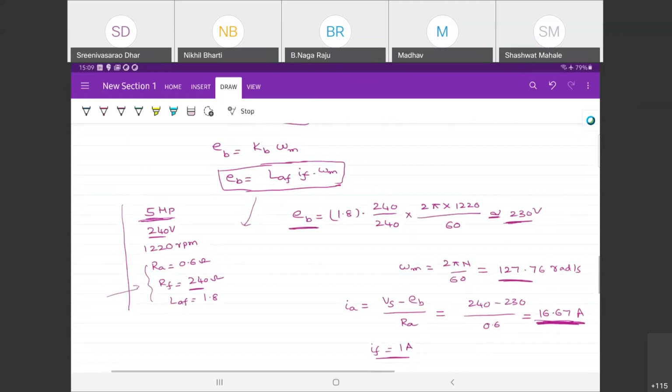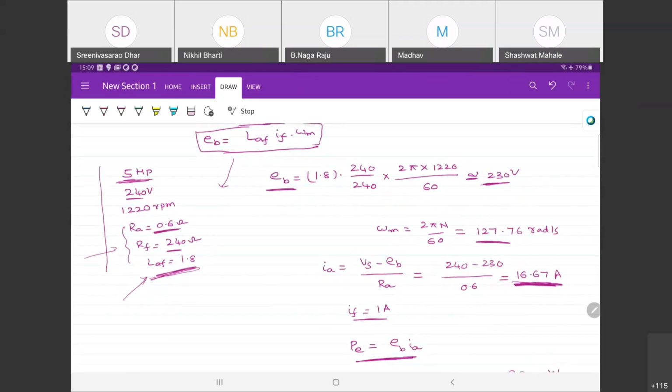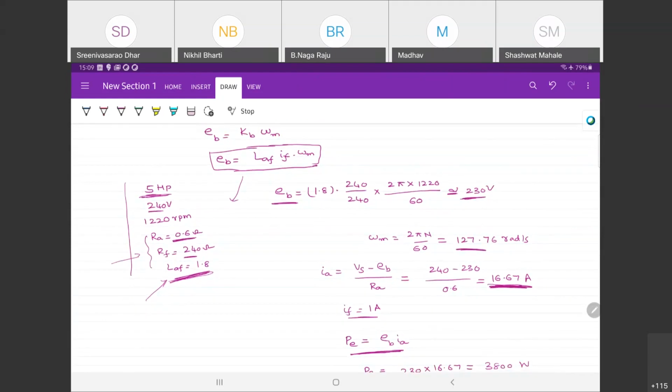So these are all the basics of how to set the parameters in Simulink, in any simulation study. If you know all these parameters, we have to assume them appropriately. Normally the RA value is very small, less than 1 ohm. RF is usually in the range where field current is 1 ampere. LAF is the important parameter that decides the overall current rating, so we need to carefully choose this LAF value.